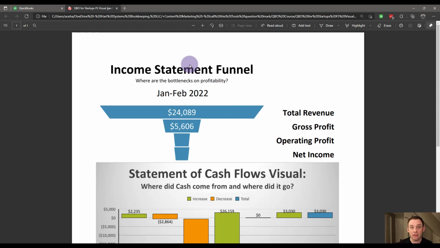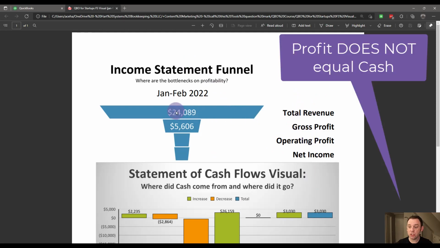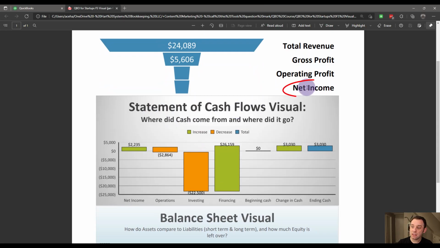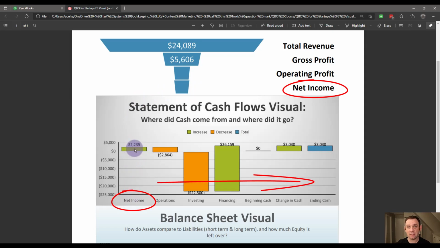So income statement takes you from revenue to profit, okay? All the way down here. The visual shows you a funnel. Where's the squeeze on profit? All right, moving on down, we have the statement of cash flows. Notice that the profit, the net income, flows right here to the beginning of the statement of cash flows. And then it tells the story of cash.